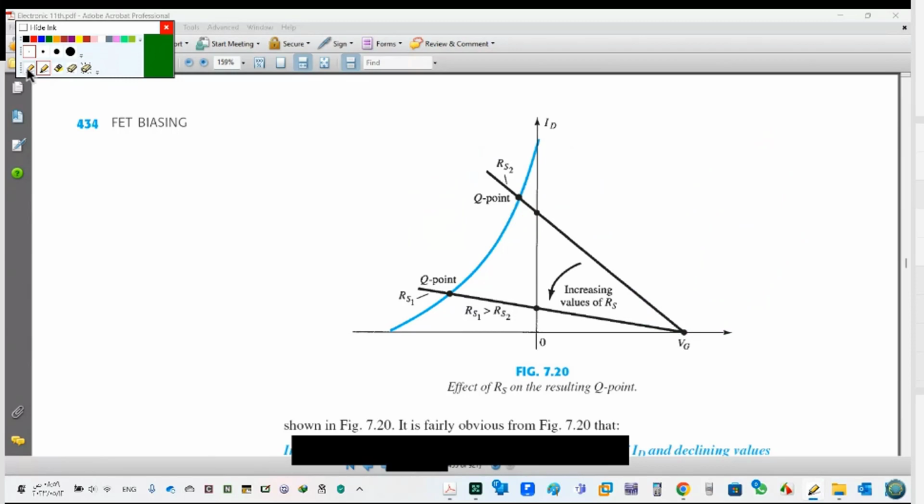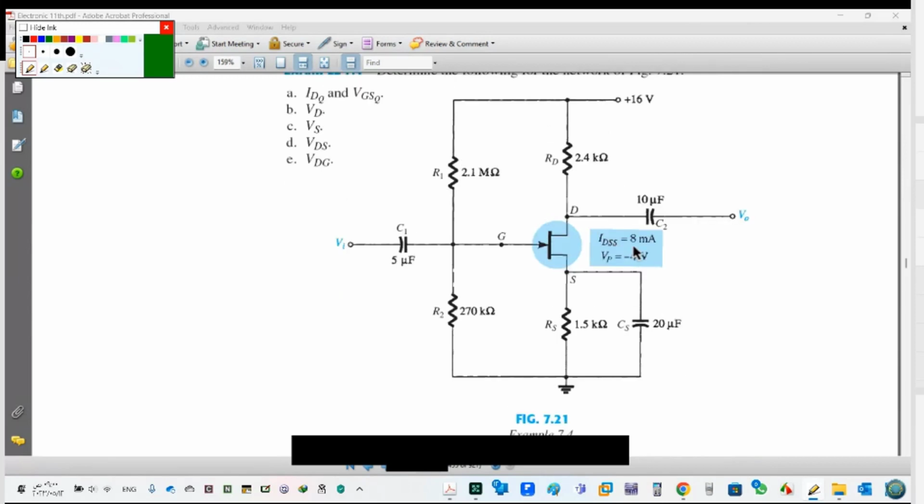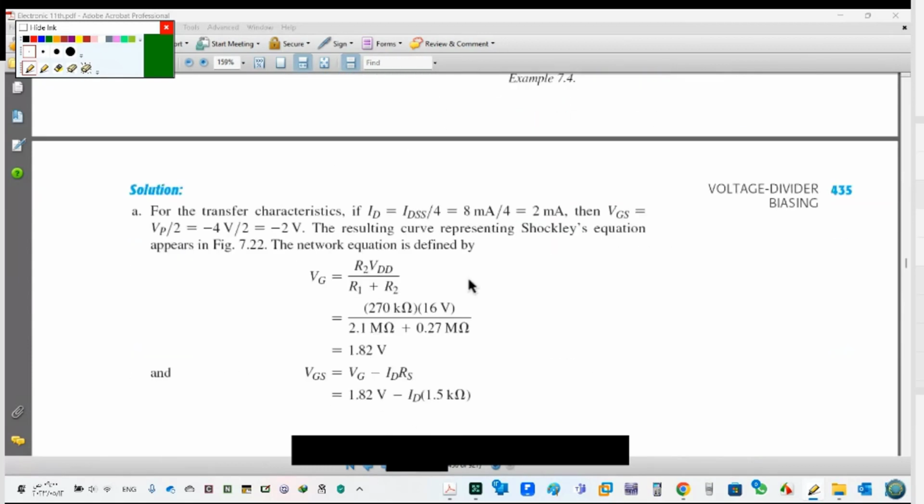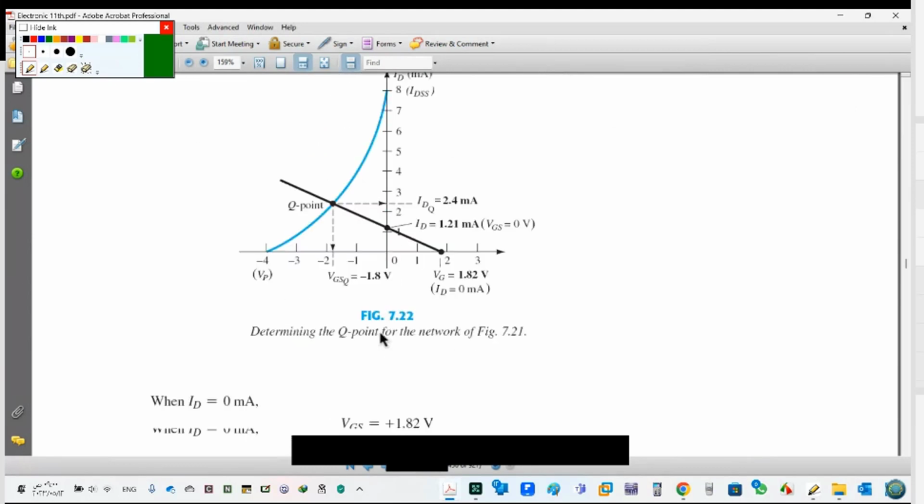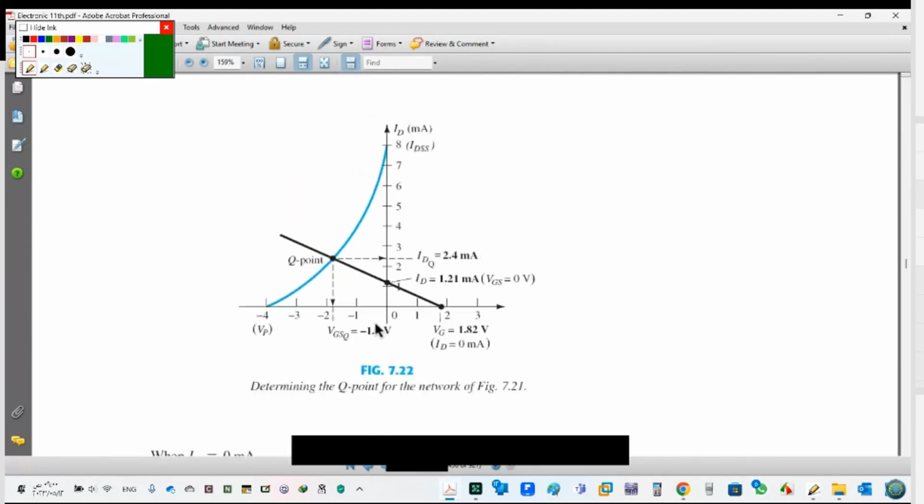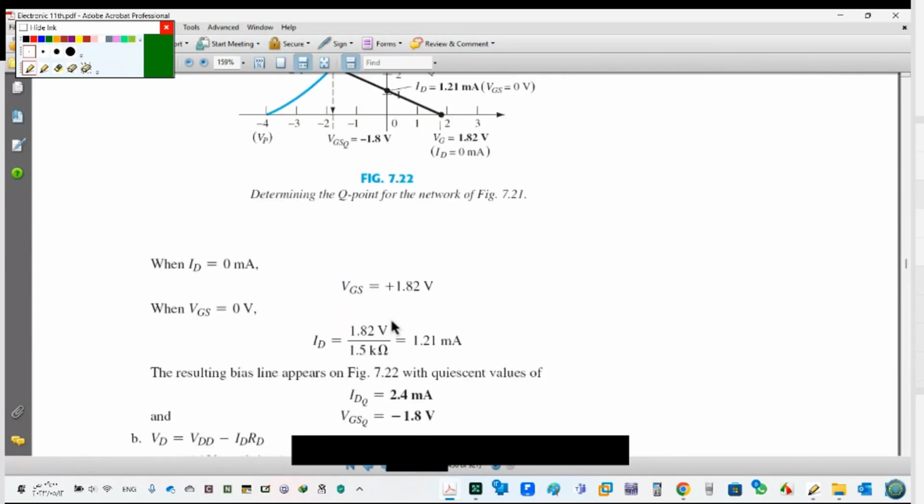Okay, example. Determine the following for the network of figure 7.1: IDQ, VGSQ, VD, and I guess IDSS and VP are given to me. So this is a JFET n-channel. How do we draw this? I guess now you have to calculate VThevenin, apply VThevenin, draw, and find the result that you want. Any question for it? I guess now it's easy, just numerical implementation. Any question? Ahmed, Aryan, anyone? But after the lecture, go back and solve by your hand. Easy if you understand with me.